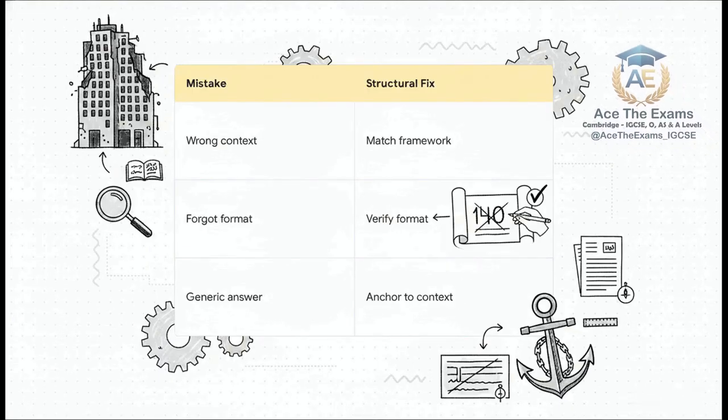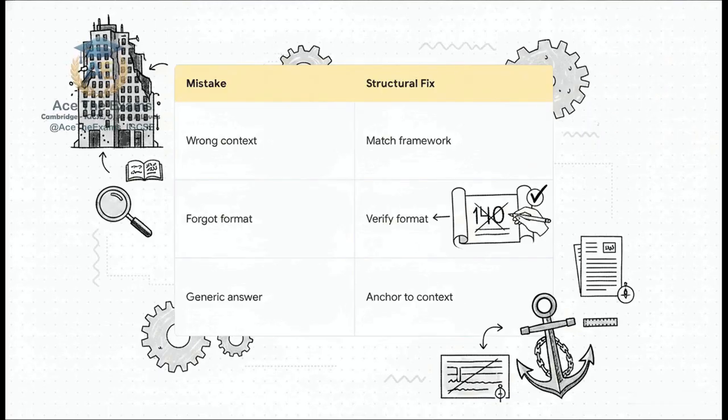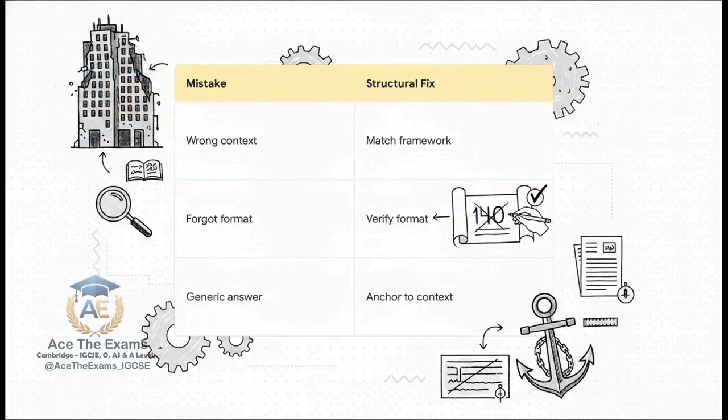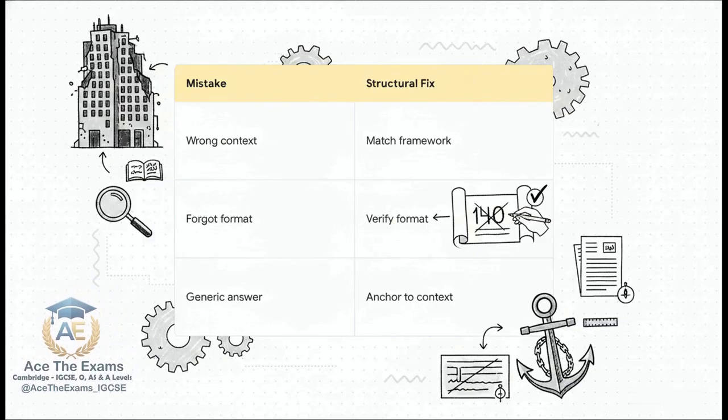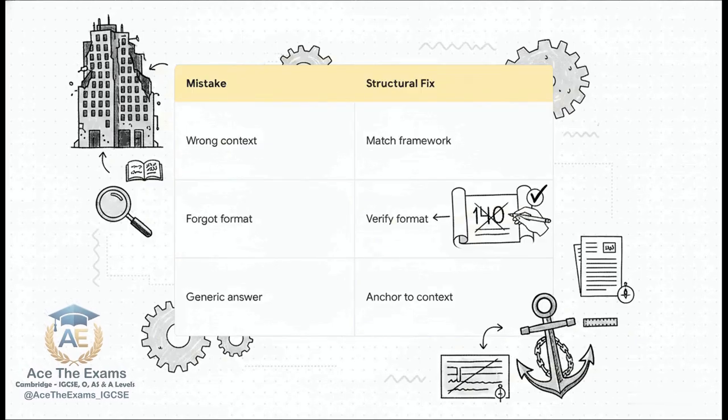First mistake, using the wrong approach for the context. The fix, you must match your analytical framework to the specific stimulus text provided. Second mistake, forgetting format and presentation. The fix here is imperative. Verify that you are using the correct academic terminology and sticking to the precise 140-word format. Third mistake, generic, unspecific answers. The fix for this one, you must anchor your logic to the exact context of the Arabic passage. Do not just write some pre-memorized essay. Write a custom response tailored to the unique blueprints right in front of you.